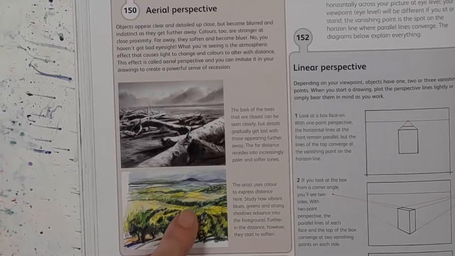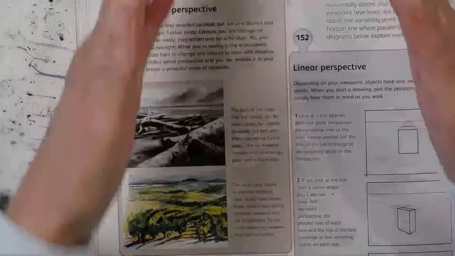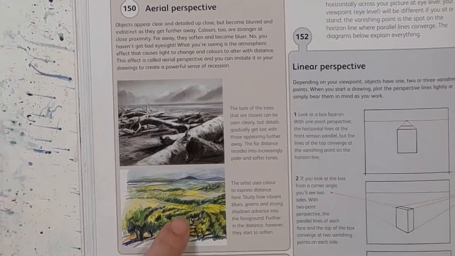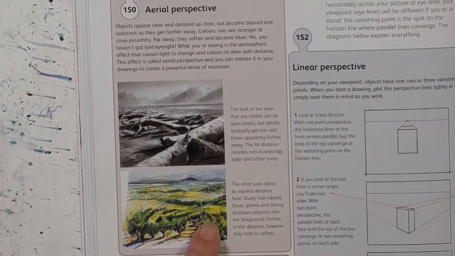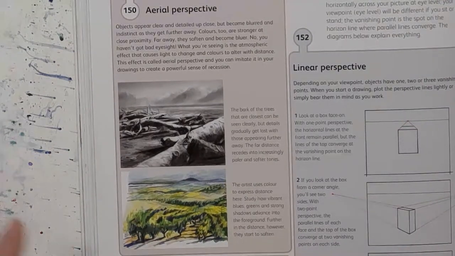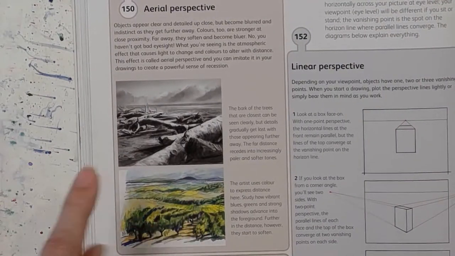If you've got photos of vineyards, that is such a brilliant thing to practice, because if you sit at a certain point, all the ways that they've planted the grape vines are in rows. And so at any different point, you get linear perspective.